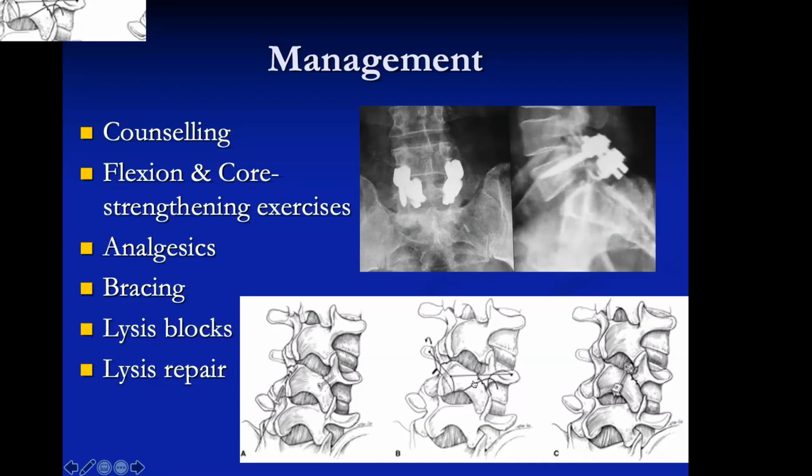So you pass the wire around the spinous process and around the superior articular process and tighten it. You can put small 2.7 millimeter diameter screws across the pars break. I think this is the only case I've done in my lifetime.